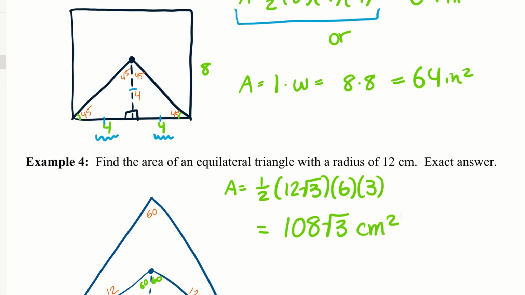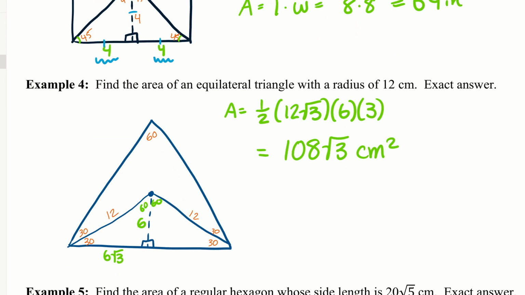Okay, for 4, it says find the area of an equilateral triangle with a radius of 12 centimeters. Exact answers only. This one's really strange because we're using a triangle inside of a triangle, but because it's only giving us our radius, we can't go straight from our radius to finding the height of our triangle. So it makes more sense here to construct this smaller triangle with an apothem and then use our polygon formula to actually solve this problem.